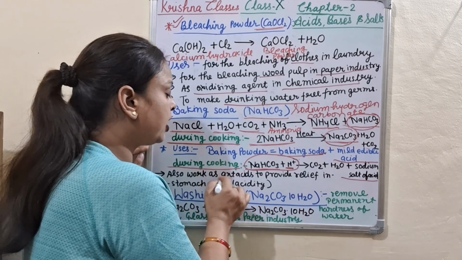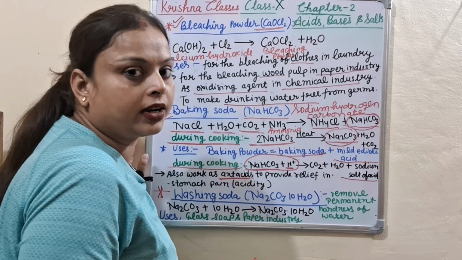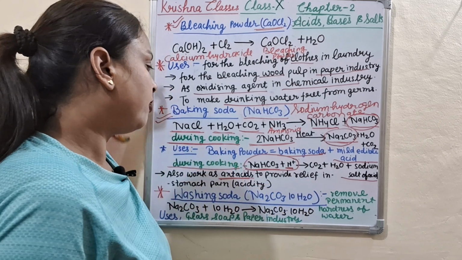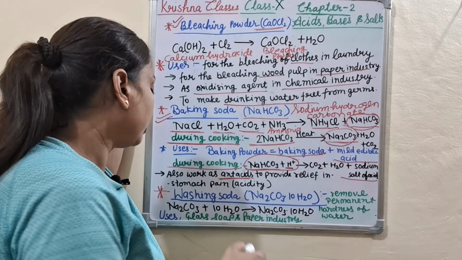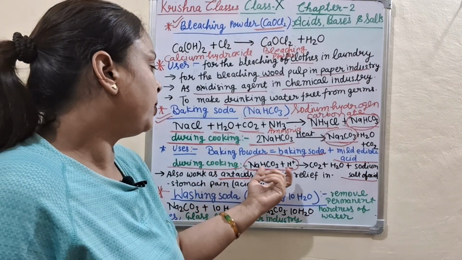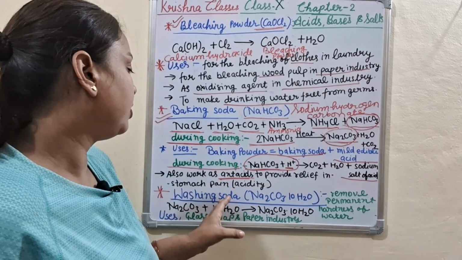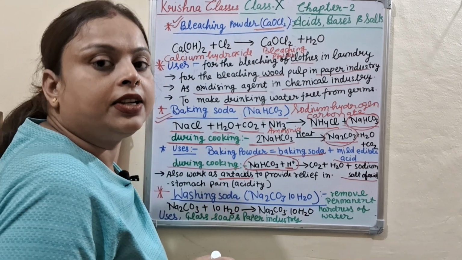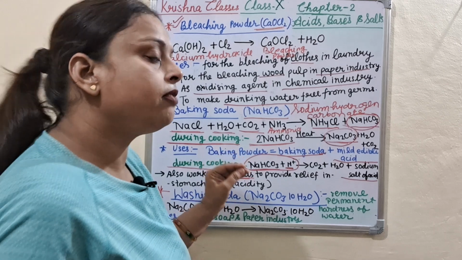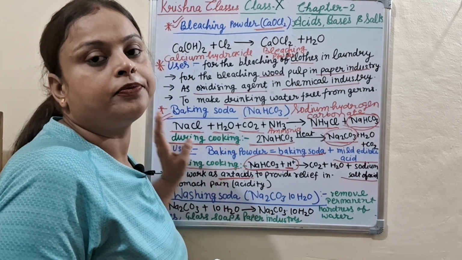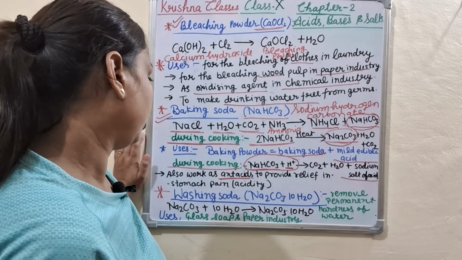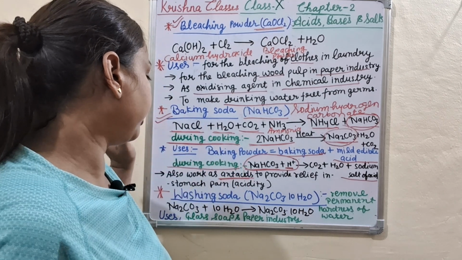Baking soda also works as an antacid to provide relief in stomach pain. When our stomach has pain, then we eat some baking soda for relief from acidity, because it neutralizes the effect of the acid and converts the acid-base mix into salt. Okay, so this is the baking soda.